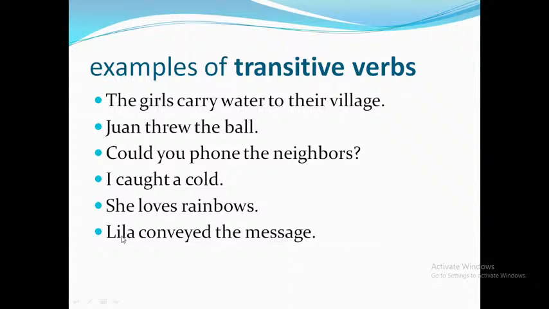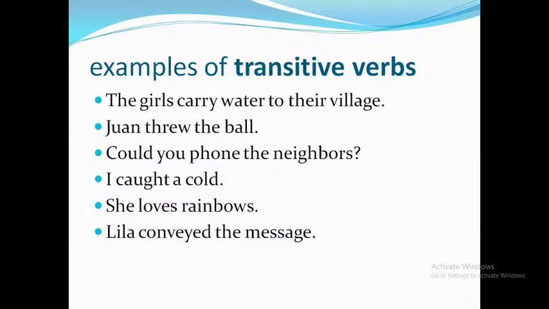Like we have the subject, the subject is also a noun or pronoun. In the same way, the object is also a noun or pronoun. Object कभी भी आप देखना adjective नहीं होगा, adverb नहीं होता है, preposition नहीं होता है.